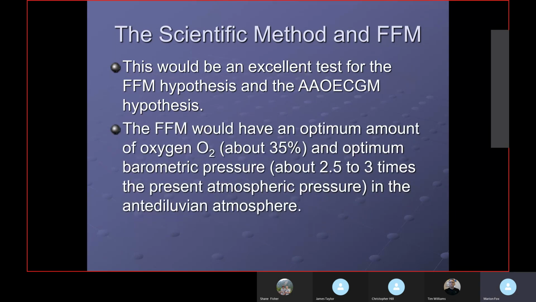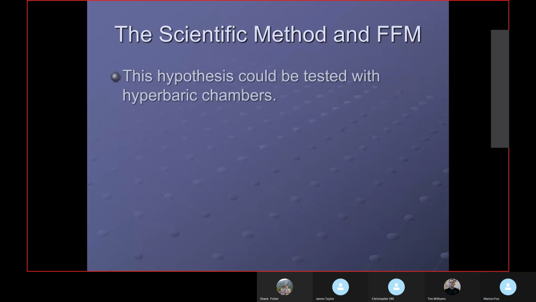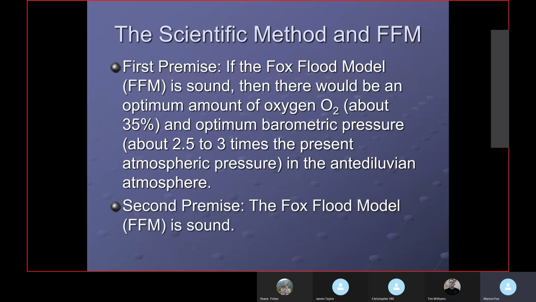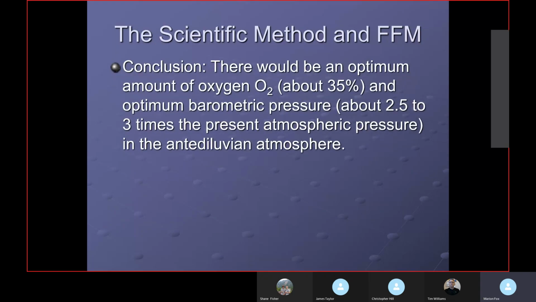And I'm claiming, furthermore, that my model would have an optimum amount of oxygen, O2, about 35%, and an optimum barometric pressure between 2.5 to 3 times our present barometric pressure. 1 bar is our standard barometric pressure, so it'll be about 2.5 or 3 bars. That is what we would have had in the antediluvian atmosphere, and this hypothesis could be tested with hyperbaric chambers. That would be optimum for living conditions for humans and most animals as well. My model, I believe, is sound. Therefore, I'm claiming that this should occur.